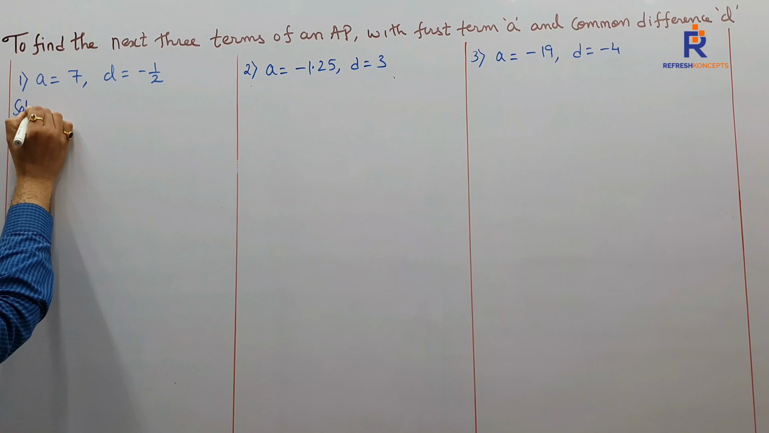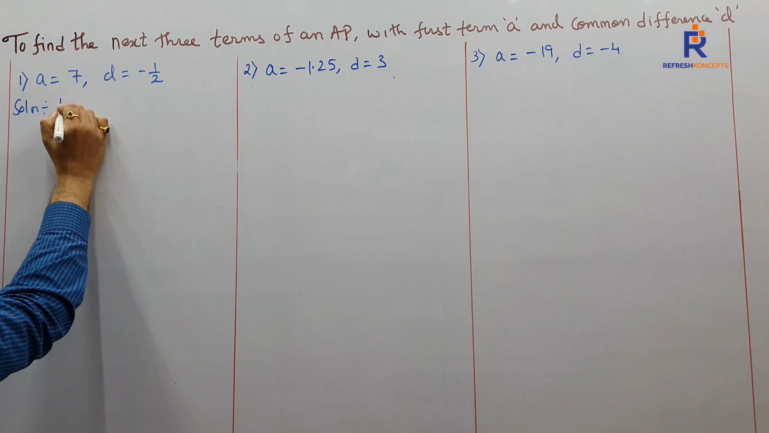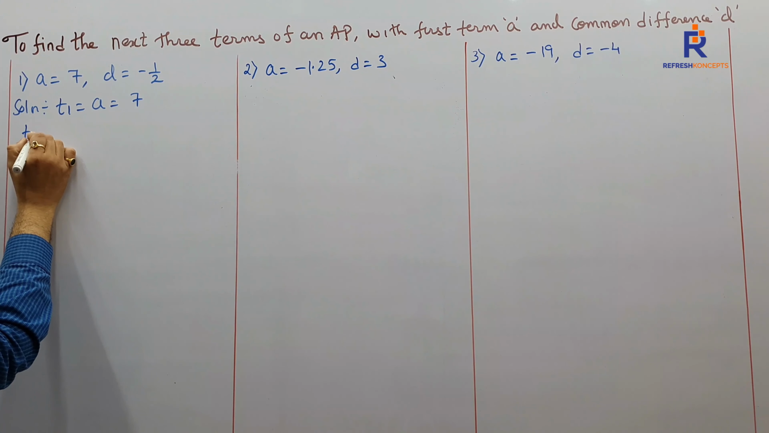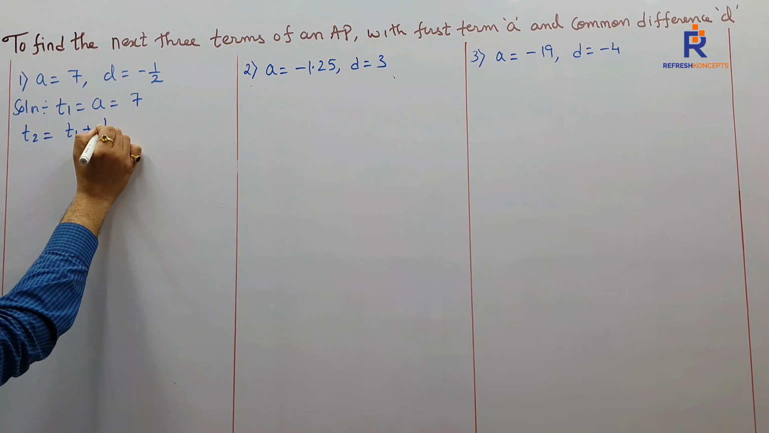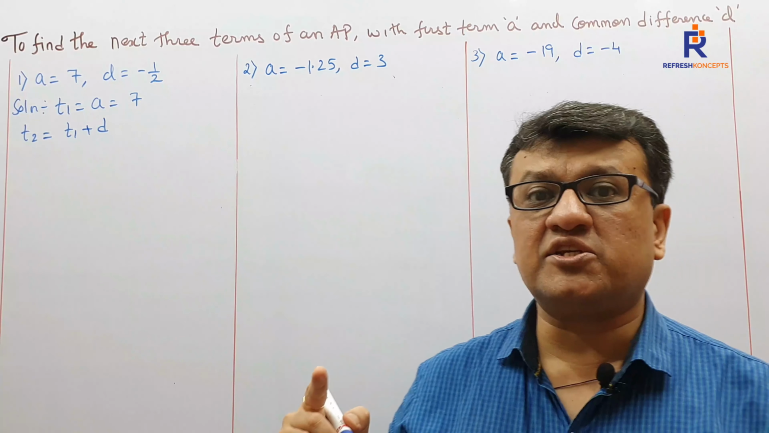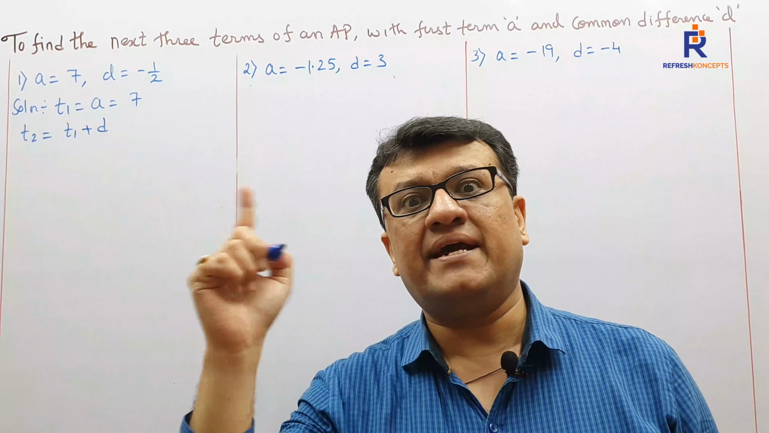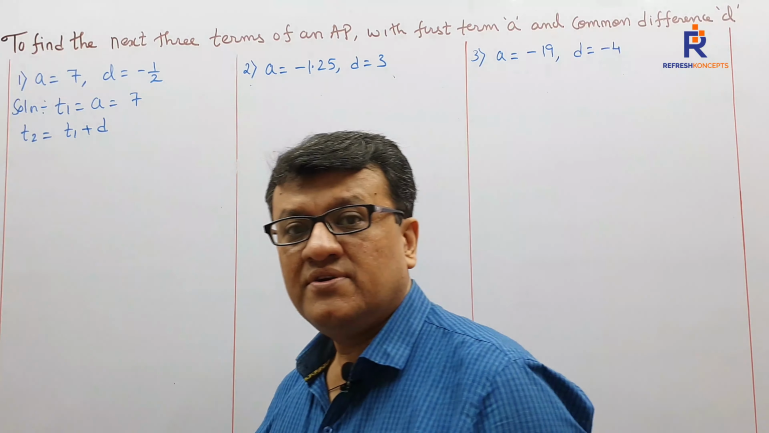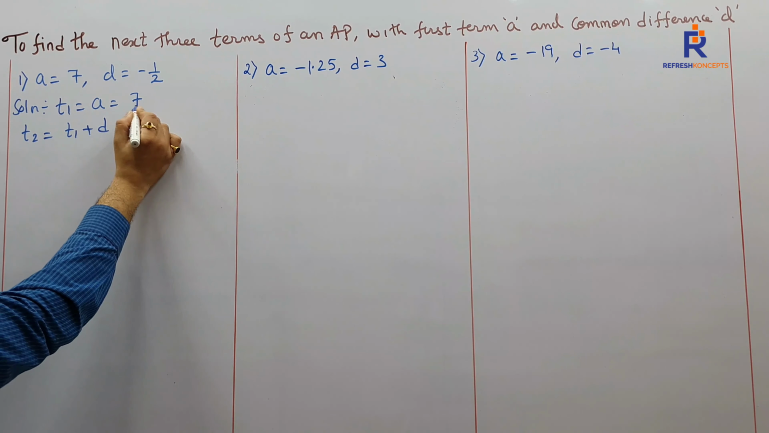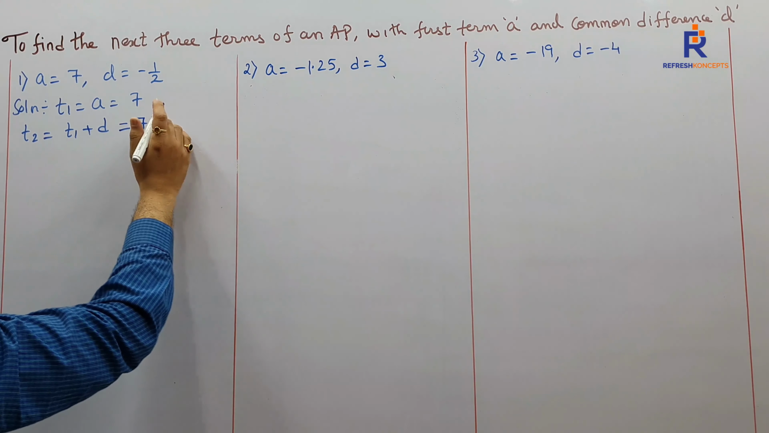Solution starts in this way. T1, as we are aware, and A are one and the same. So T1 equals A, which is 7. How about T2? T2 is nothing but T1 plus D. Why is T2 equal to T1 plus D? Because we have seen in our definition, T2 minus T1 is D, right? T3 minus T2 is D. So if I want to find T2, I shall simply say T1, which is 7, plus D. But my D over here is negative.